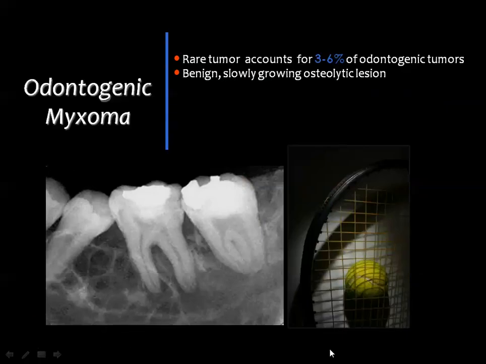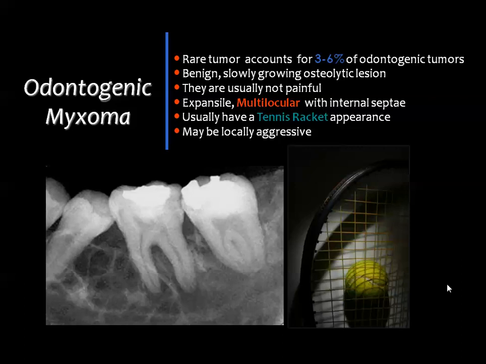And this third tumor, which is odontogenic myxoma, is a rare tumor representing about 3 to 6% of odontogenic lesions. It is a benign lesion with a slowly growing osteolytic nature. One of the prominent features of this is multilocularity, and it has a similarity to the tennis racket appearance. This lesion is expanding, and it is multilocular with many internal septations simulating the tennis racket appearance.